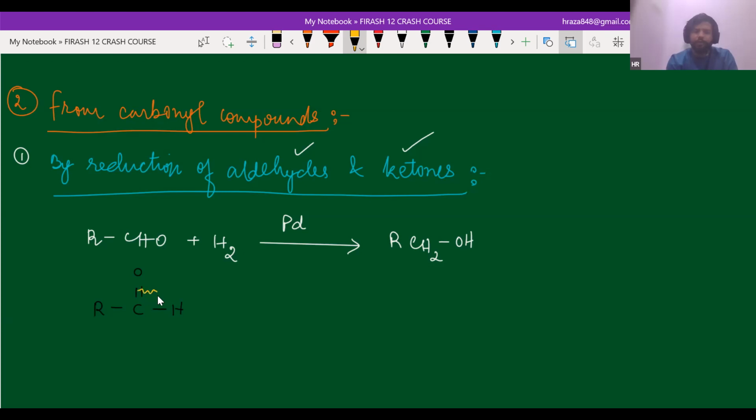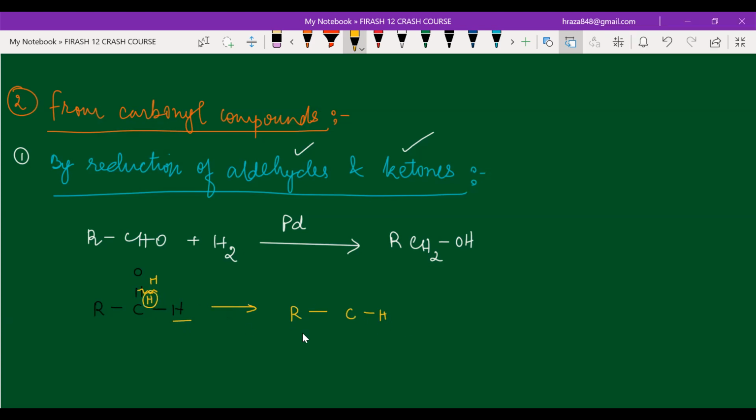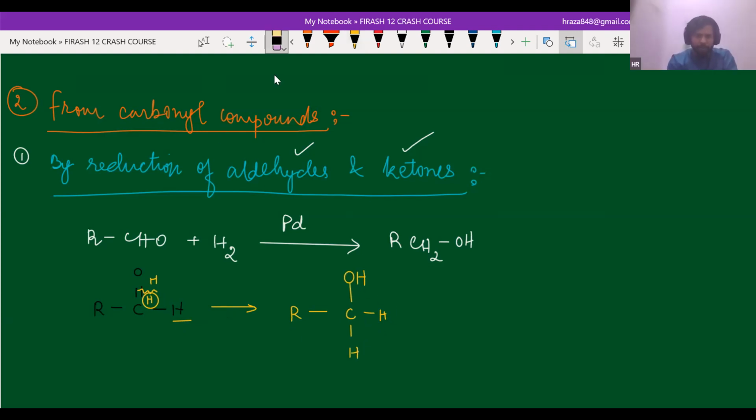You are going to break one of the double bonds between carbon and oxygen, and add hydrogen here. So what you are getting, R C. There was already one hydrogen, and now you are adding one H2. Hydrogen, carbon, and so this is how you can make alcohol. Are you getting my point? Yeah.